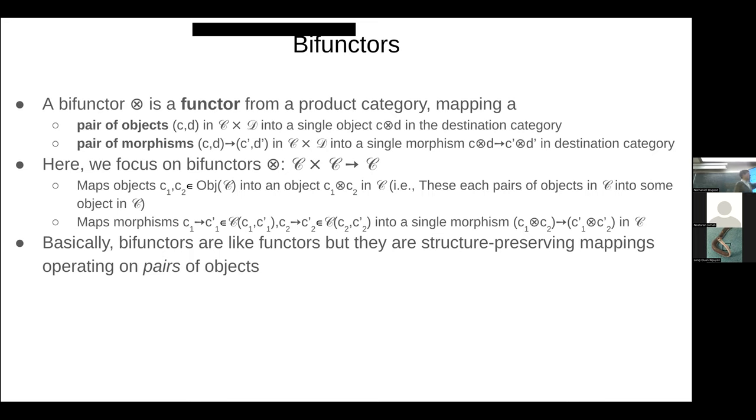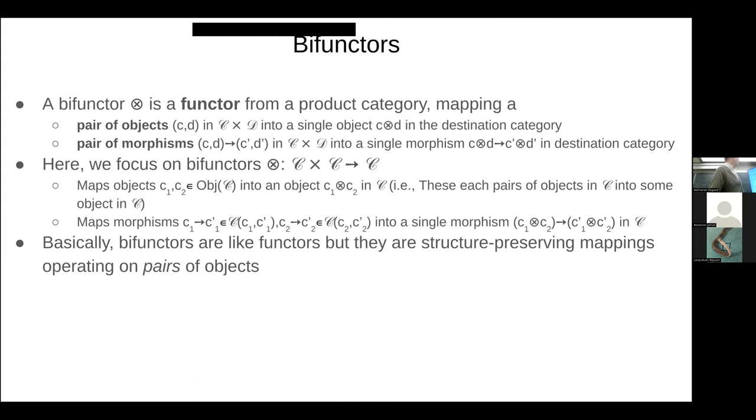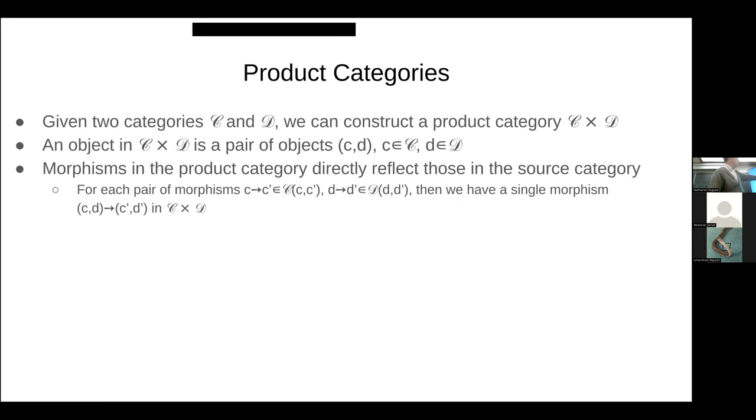Pairs of morphisms here are mapped into a single morphism. A morphism in C cross D is mapped to a single morphism in C tensor D to C' tensor D'. You can think of this as a pair of morphisms, the F cross G. Right now we're focusing on bifunctors from C cross C into the same original category. Bifunctors are like functors in the sense that they're structure preserving mappings, but they operate on these pairs in the product category. Are we okay with that?